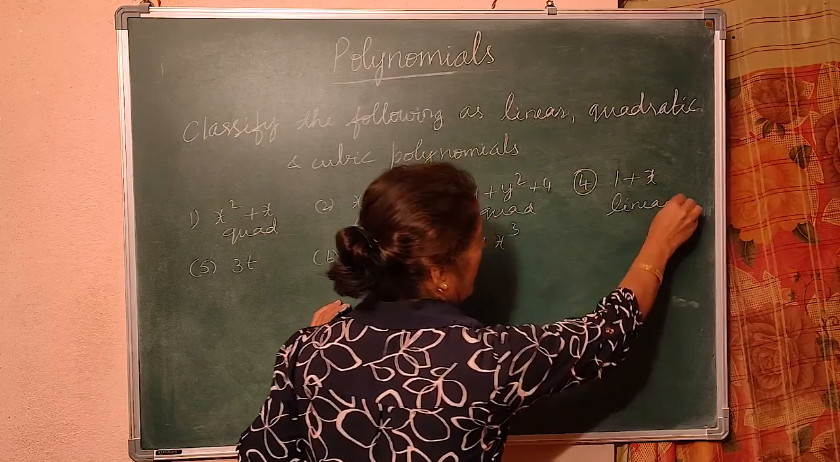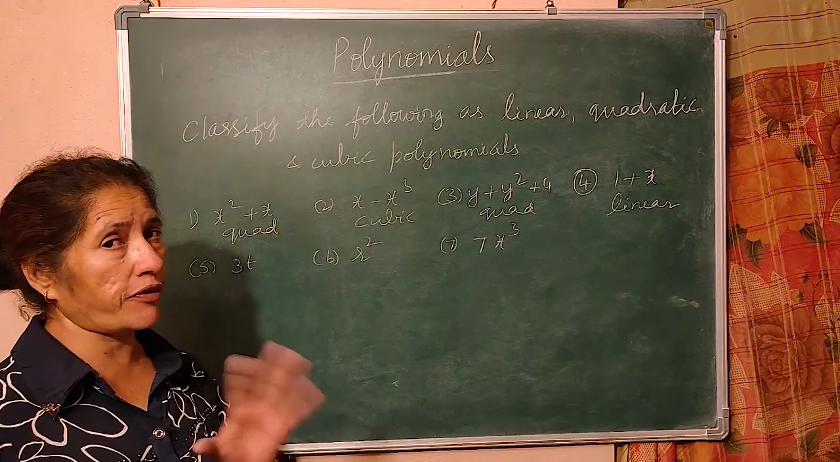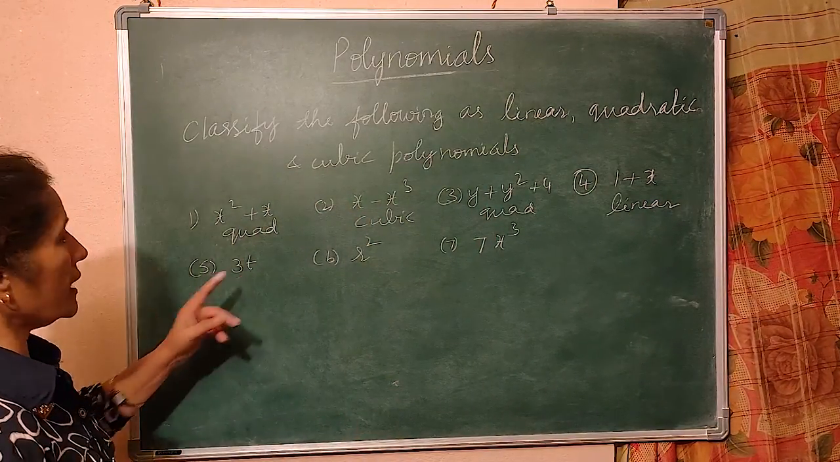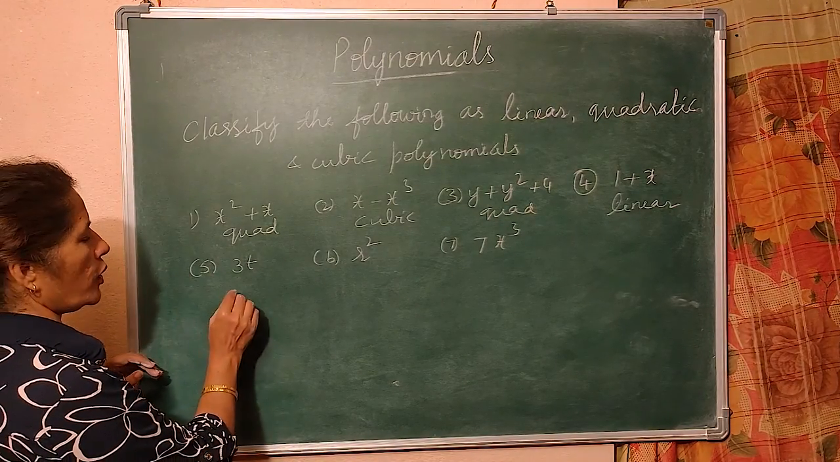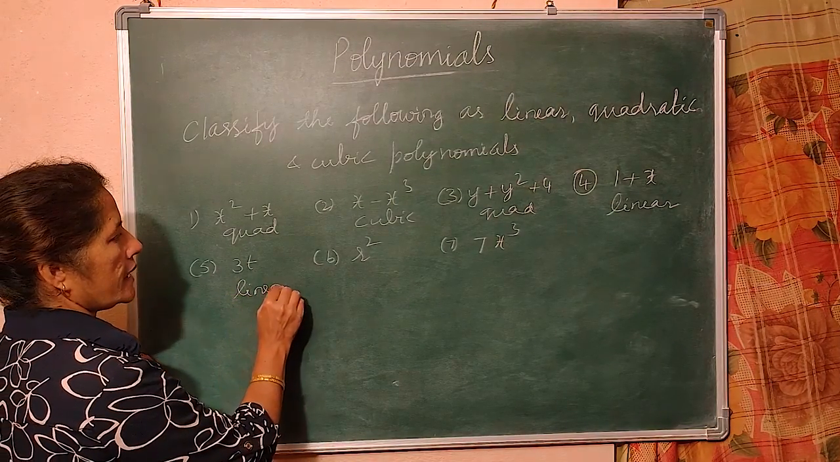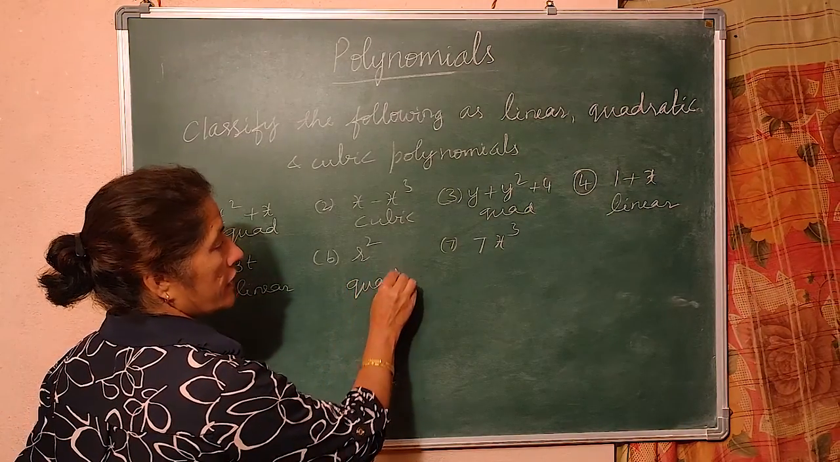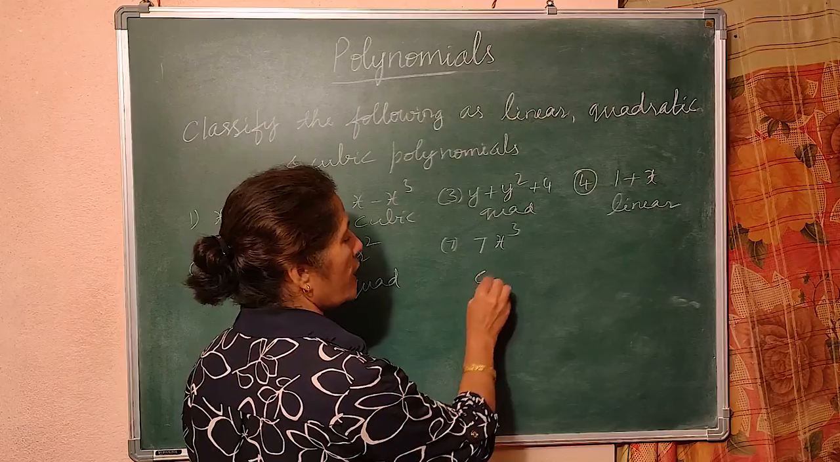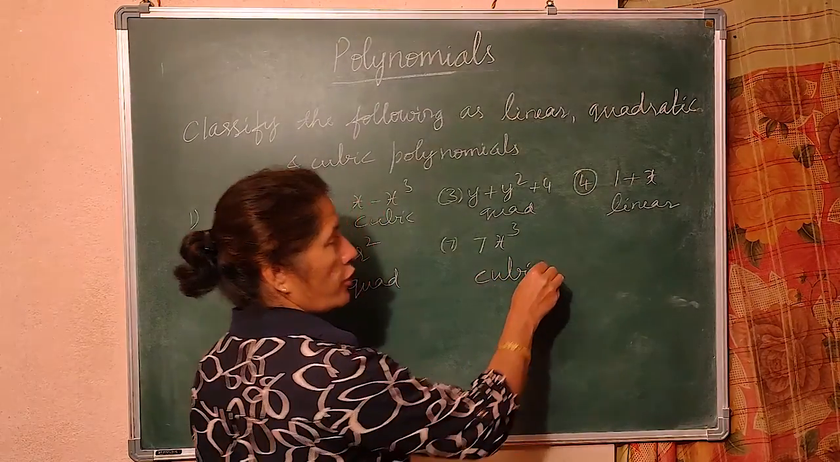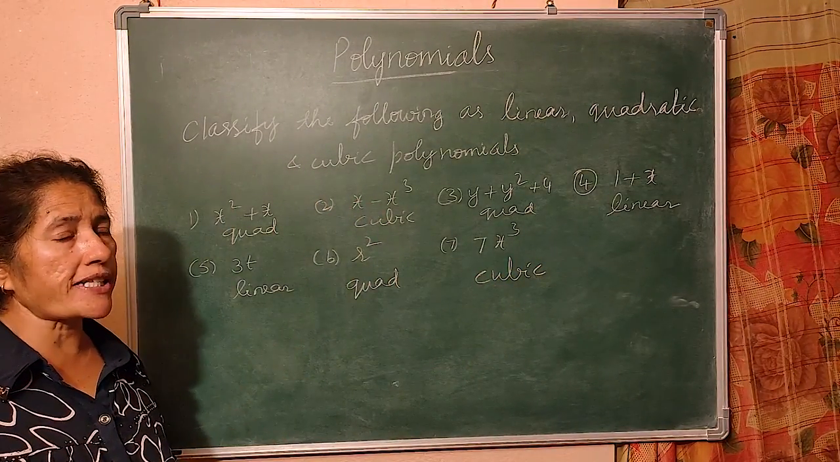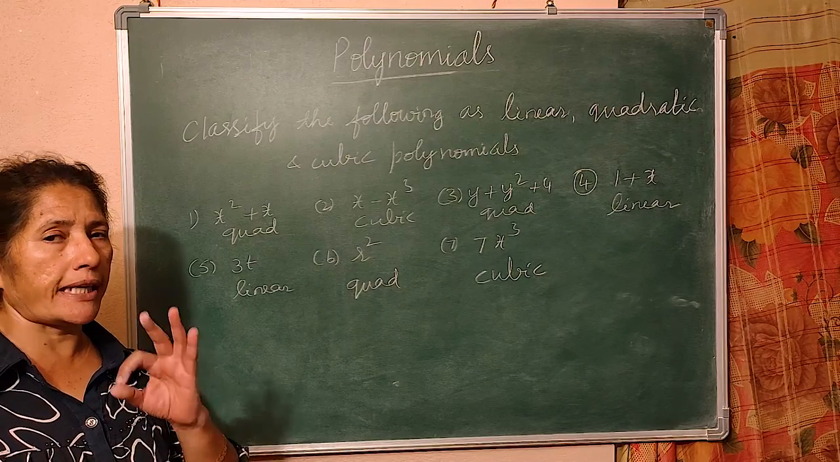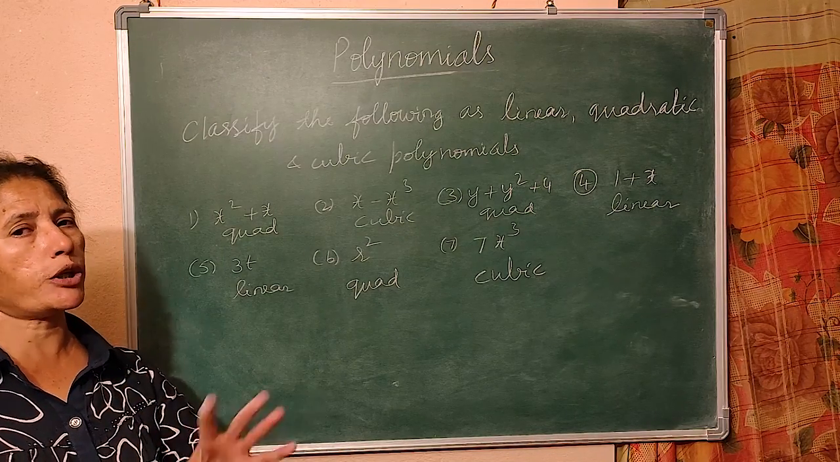If it is 1, linear. If it is 2, quadratic. If it is 3, cubic. Here, highest power is 1, so linear. Here, highest power is 2, quadratic. Here, highest power is 3, cubic. Did you all understand? So, you know what is the meaning of constant polynomial, linear polynomial, quadratic, cubic.